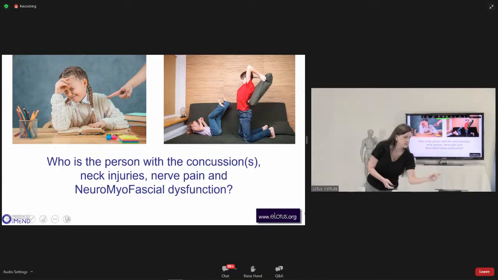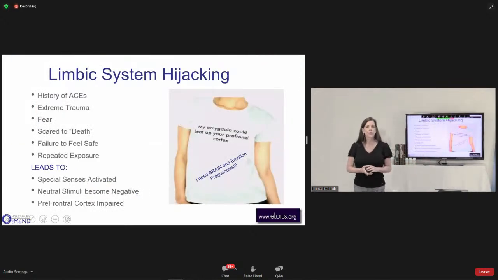We talked at the very end about the limbic system hijacking. It's really the amygdala that gets hijacked within the limbic system, but the limbic system also includes your hippocampus, and the hippocampus has to do with memory. And interestingly, if you have been exposed to enough trauma, the hippocampus can shrink and it affects your cognitive abilities.